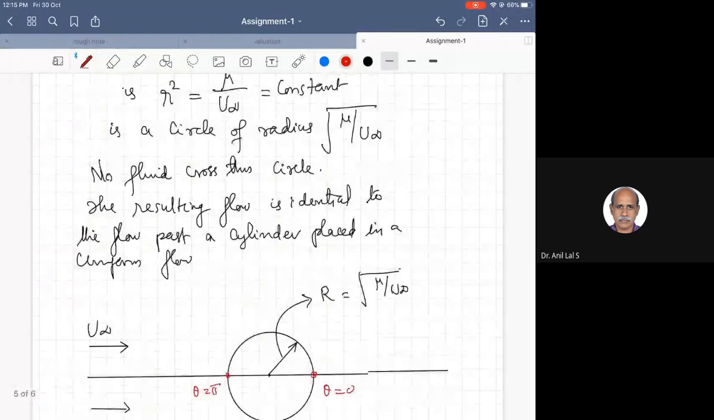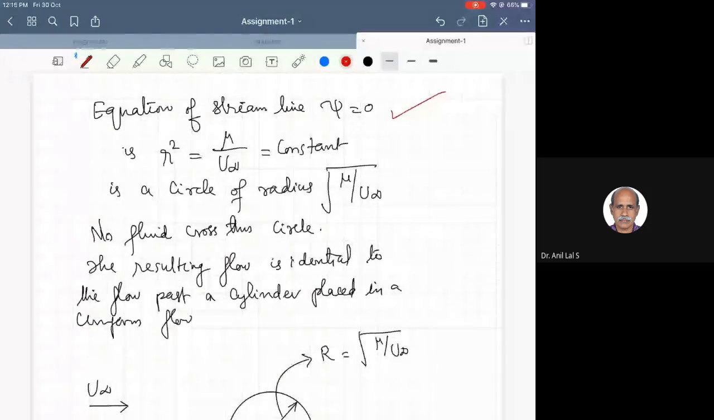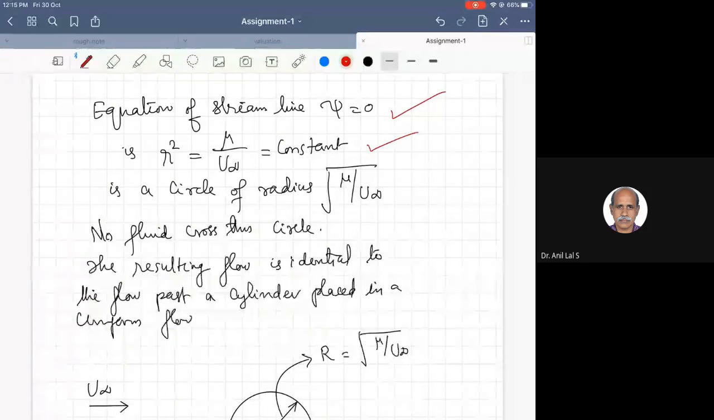So the equation of the streamline psi equal to 0 is r squared equal to mu by u infinity, which is a constant. It is a circle of radius square root of mu by u infinity. So what is the meaning of a streamline? No fluid crosses this line or circle. So what is the resulting flow? The resulting flow is identical to the flow past a cylinder placed in a uniform flow.